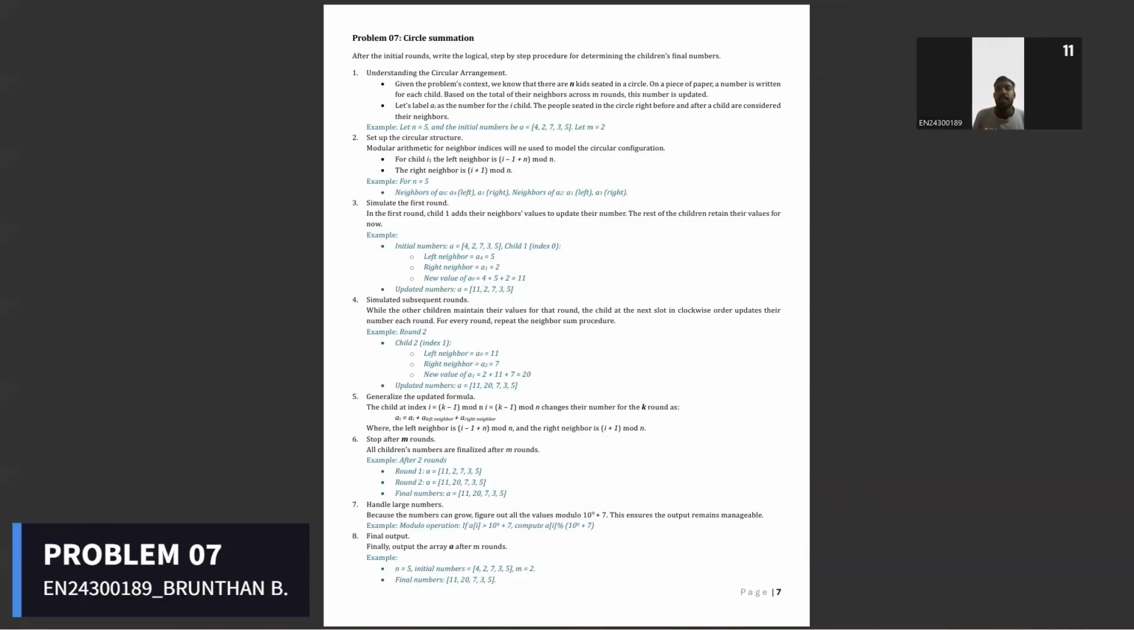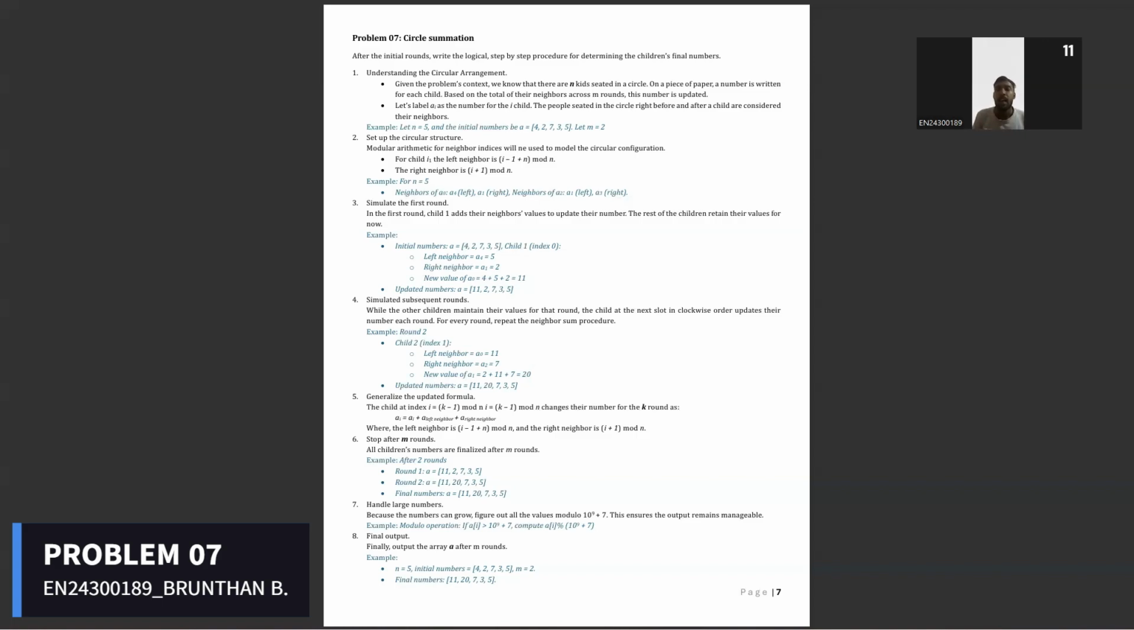Circle summation. In the circular arrangement of n children, each child's number is updated over m rounds based on the sum of their left and right neighbors' values. Updates happen one child at a time in clockwise order. After all rounds, the final numbers are displayed using modulo 10 to the power 9 plus 7 to keep values manageable. Step-by-step procedure. First, set up the circular structure.